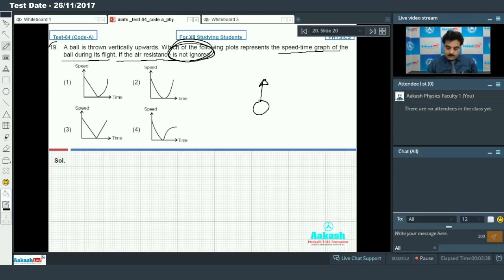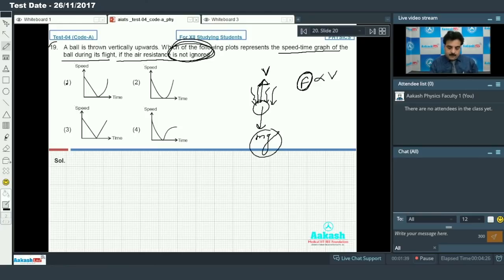Before going to the options, if we talk about the motion situation, one force mg is acting in the downward direction and the direction of motion v is upward, but we cannot ignore air resistance. So when the ball is moving up, the air resistance is acting downward, and this air resistance is directly proportional to the velocity of the ball. But we can observe that the direction of mg and this force F applied by the air resistance are both acting in the same direction.